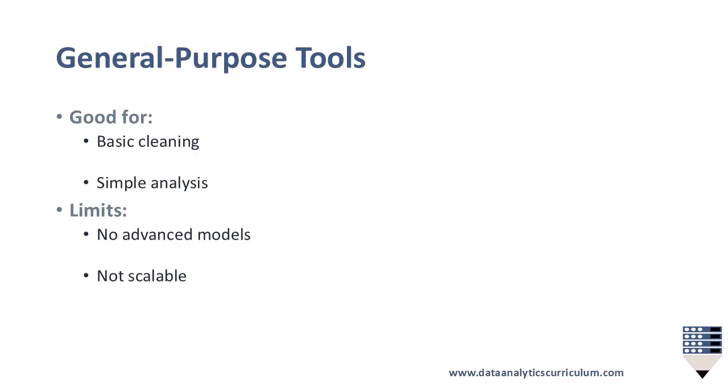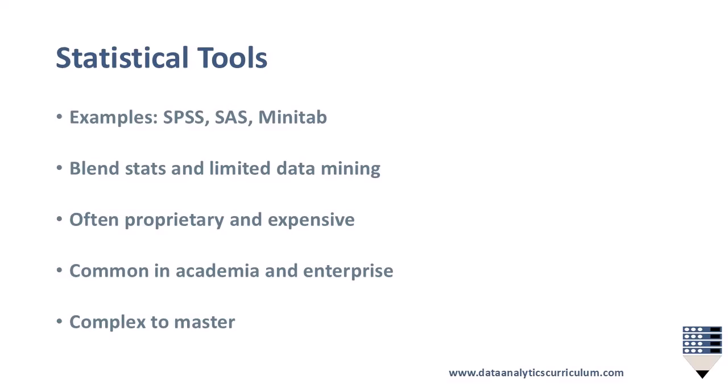The next group is statistical tools, like SPSS, SAS, and Minitab. These packages blend traditional statistics with limited data mining features. They're commonly used in academia, healthcare, and corporate research. The advantage is depth. They provide strong statistical modeling options and robust output. However, they're often proprietary, expensive, and less flexible than programming tools.